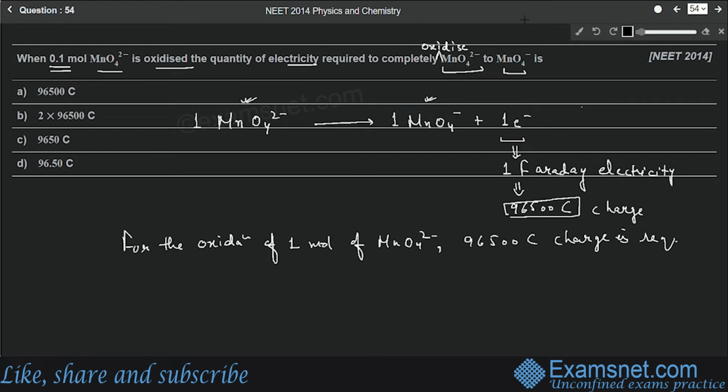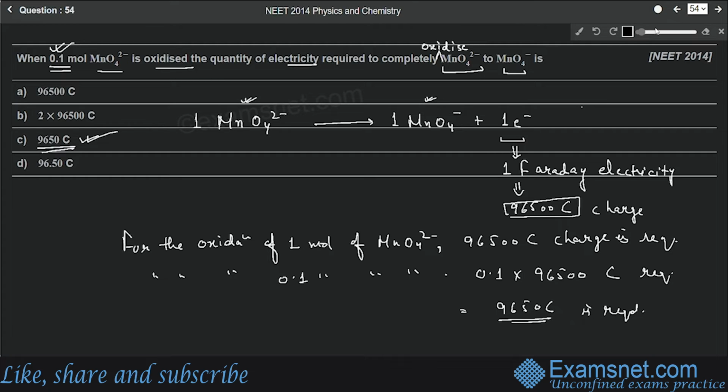And in the question, it is given that 0.1 mole of MnO4 2- is oxidized. Okay, so for the oxidation of 0.1 mole of MnO4 2-, 0.1 into 96500 Coulomb will be required. That means 9650 Coulomb charge or electricity is required. So let's see, 9650 Coulomb is given in option number C. So option C will be the correct answer.